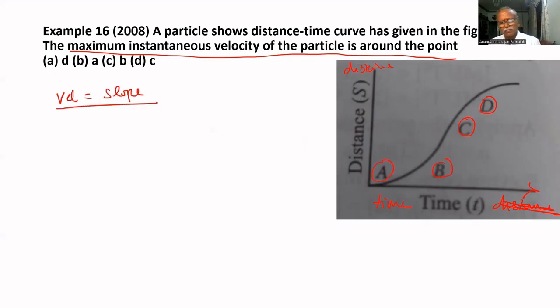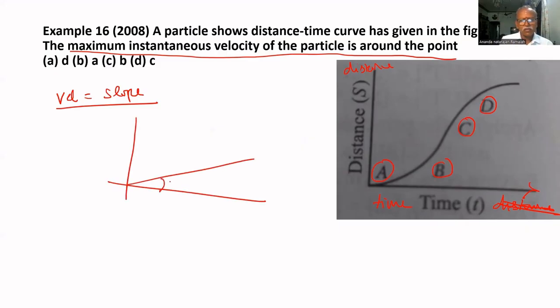Already we have seen, in this sum, one particle has 30 degrees. If you plot between time and displacement, one has 30, another has 45. This has 45 degrees. This has 30 degrees. The slope of this is less.